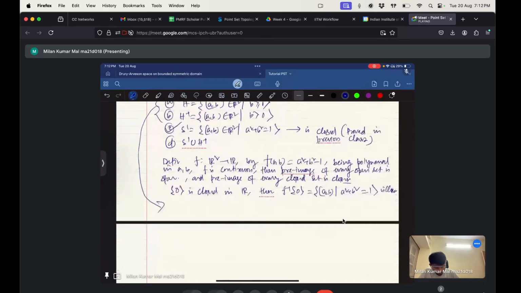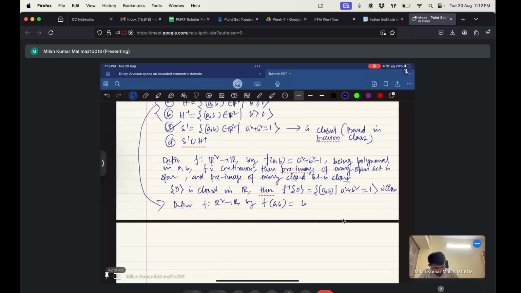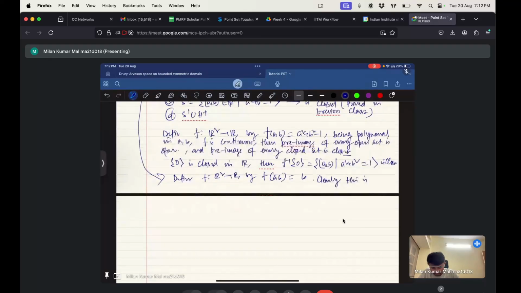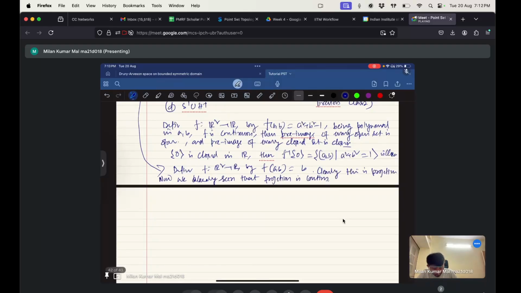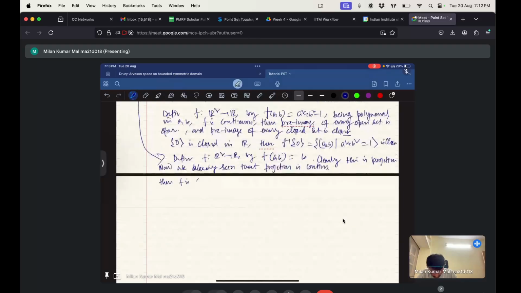Let's define f from R square to R by f of (a, b) equals b. This is a projection. Clearly this is a projection. Now we have already seen that a projection is continuous, then f is continuous, right?